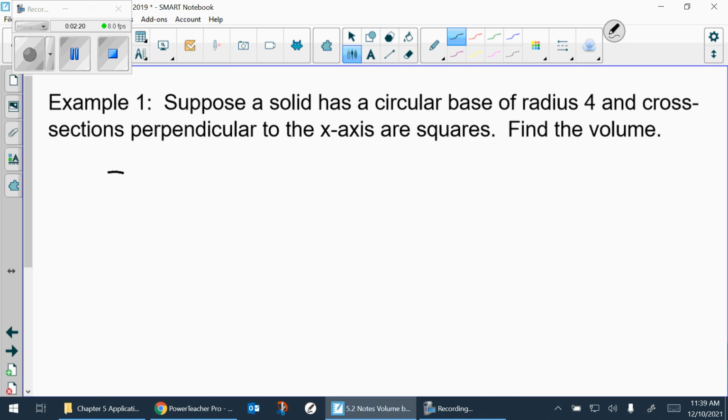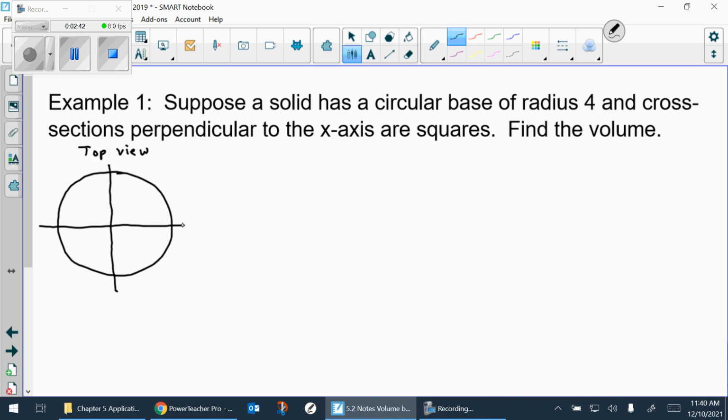We're going to have an object with a circular base, and what I've got here is a top view of this situation. From the top it looks like a circle. We're going to put it square on the center of the XY axis, right on the origin. We've got a solid with circular base, and the radius is 4. So I'm going to draw a radius of 4.